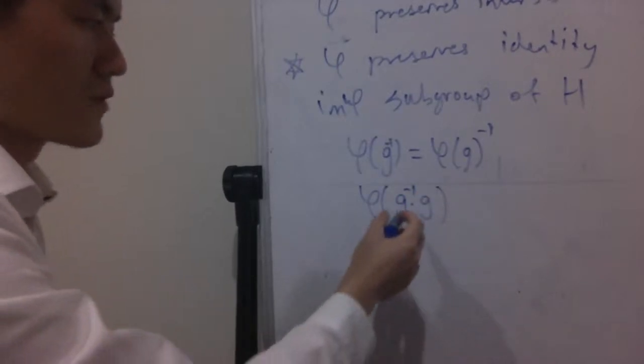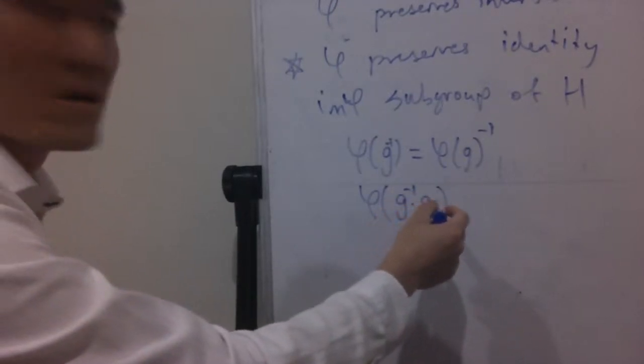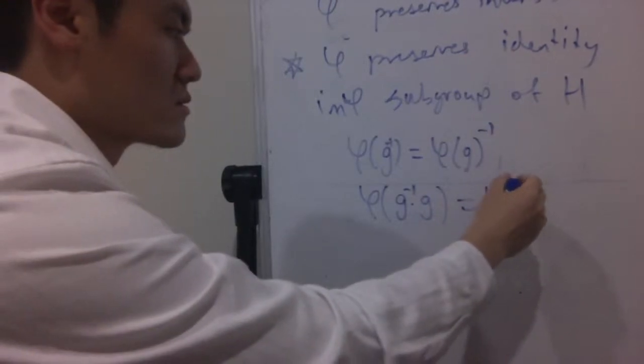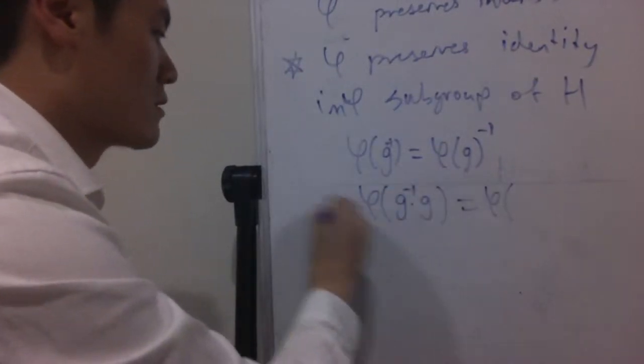So phi of g inverse times phi of g, right? That is equal to one, right?